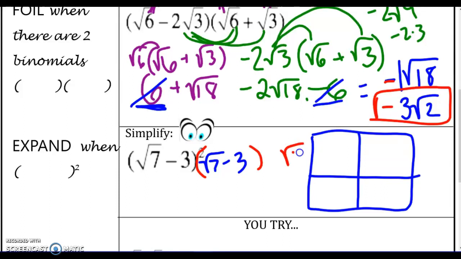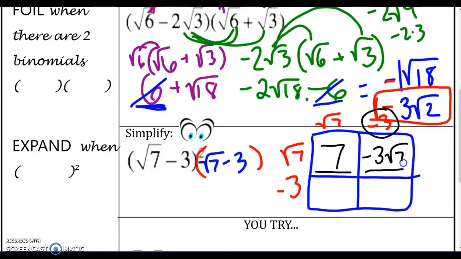Here's what I've got. Square root of 7 minus 3. Square root of 7 minus 3. Okay, let's see what happens. In this box, square root of 7 times the square root of 7 gives me the square root of 49. What is the square root of 49? Yes. Okay, now, right here, I take negative 3 times the square root of 7, which gives me negative 3 times the square root of 7. That's as good as it gets.